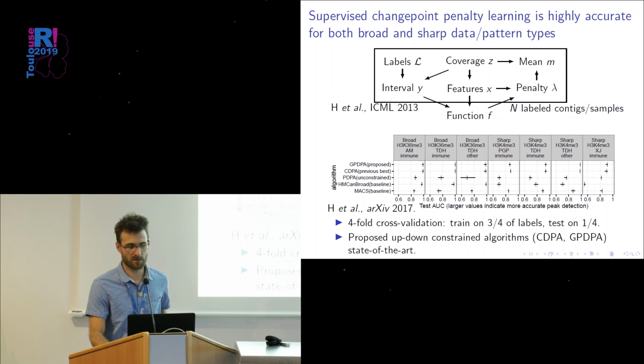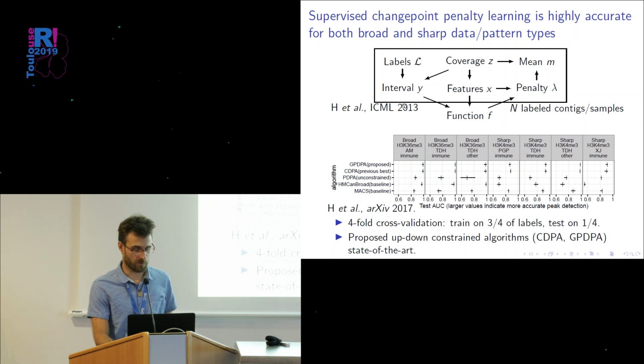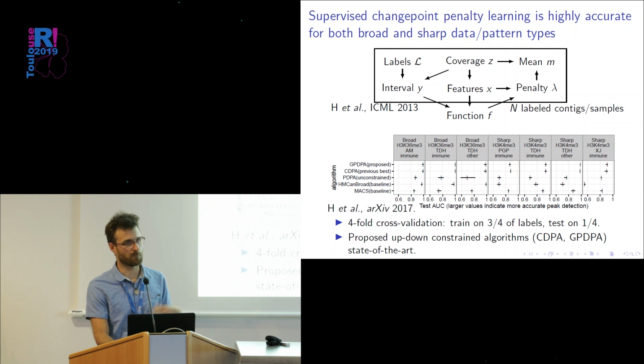And so what we do is we're training our model by using this kind of supervised penalty learning strategy that we've previously described at ICML in 2013. I'm not going to go into all the details right now, but essentially we're using the labels on some parts of the data to learn what the lambda values should be and then predict the right number of peaks on the other data sets that we want to make the predictions on.